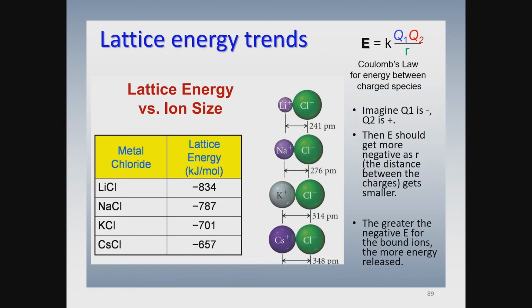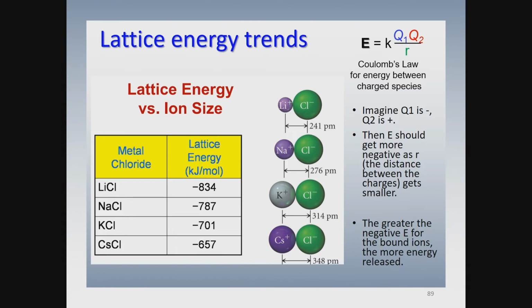I want you to notice that the lithium cation is much smaller than the other cations. That allows it to bond to the chloride anion nucleus much closer than the other cations. You can see the distance between the lithium cation nucleus and the chloride anion nucleus is 241 picometers. Now, when you go to the sodium ion, you can see it's a larger ion. Because of that, it shoves the sodium positive nucleus a little further away from the chloride anion nucleus, and so the distance between those ions is a little bit larger.